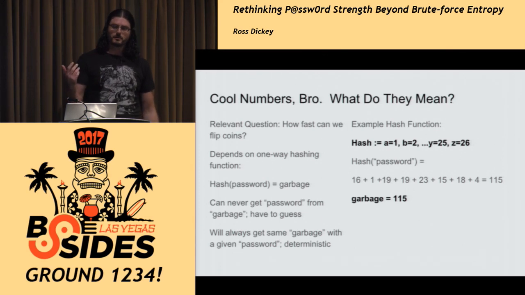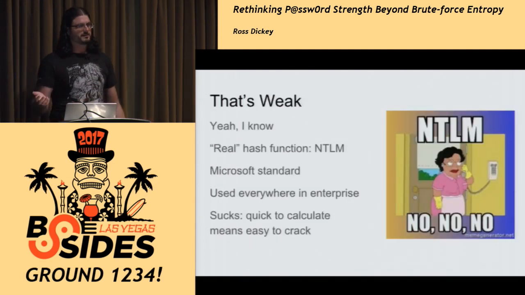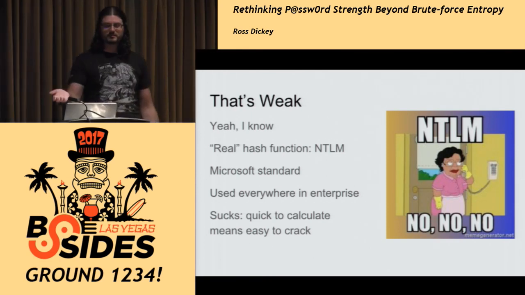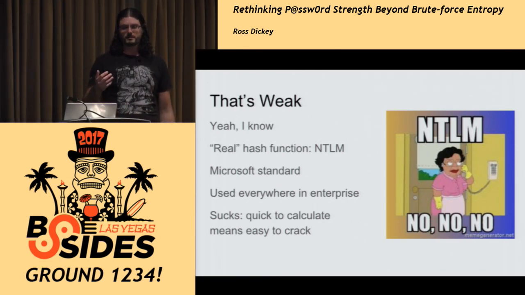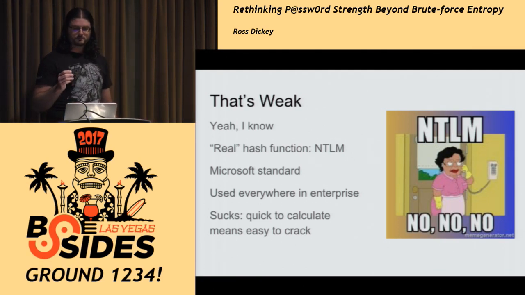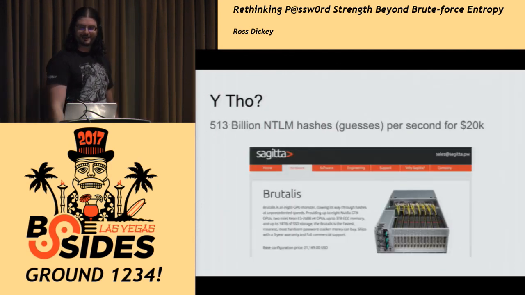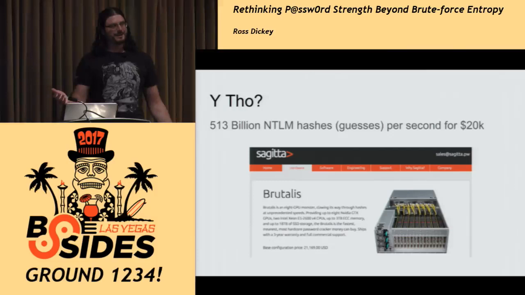So as an example, if you take password, number each letter in the alphabet, add up those numbers, you get 115, and that's what your garbage would be. So that's a pretty weak hashing algorithm. So is NTLM, but that's what Windows uses, and it's used all over the place in enterprise. The reason it's weak is because it cracks very quickly. And of course, Microsoft said, this sucks. Let's use it for 20 years and not change it. But why is it weak?